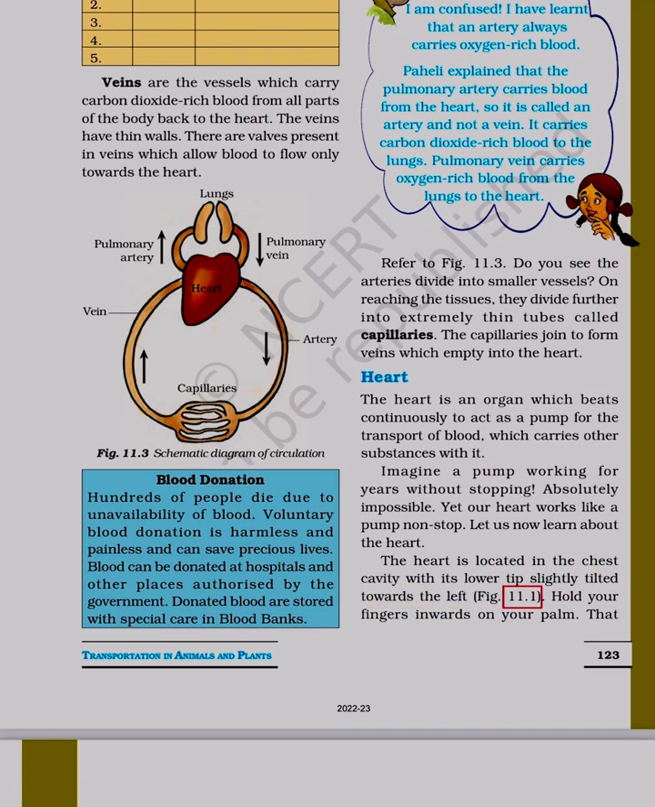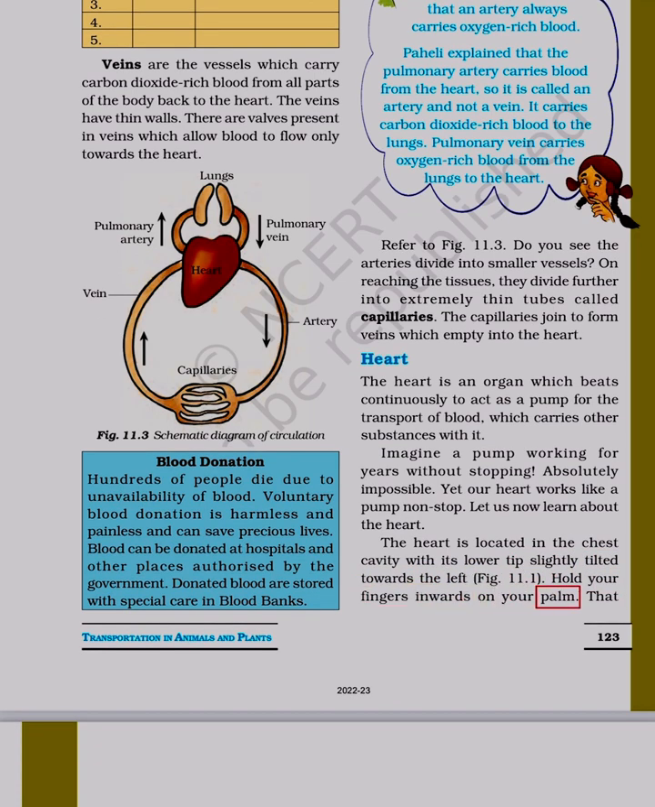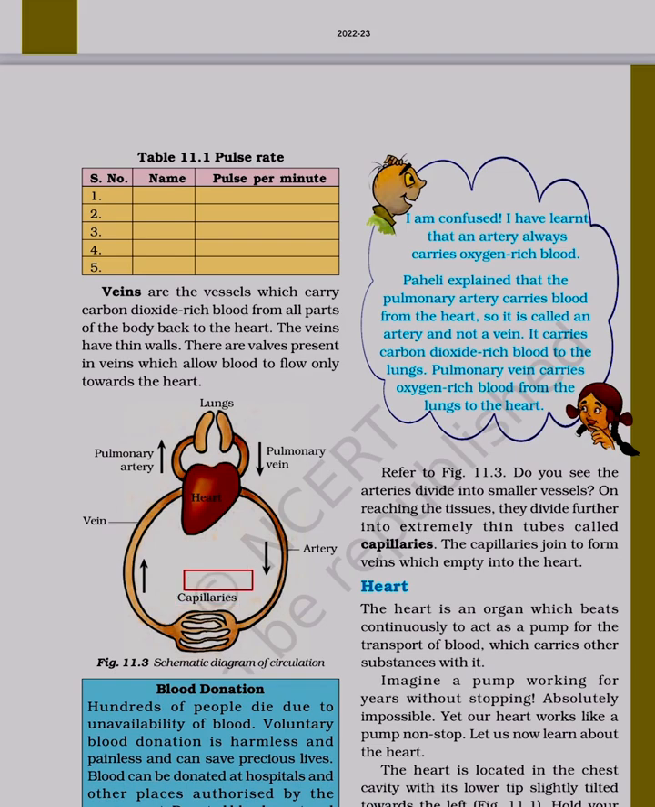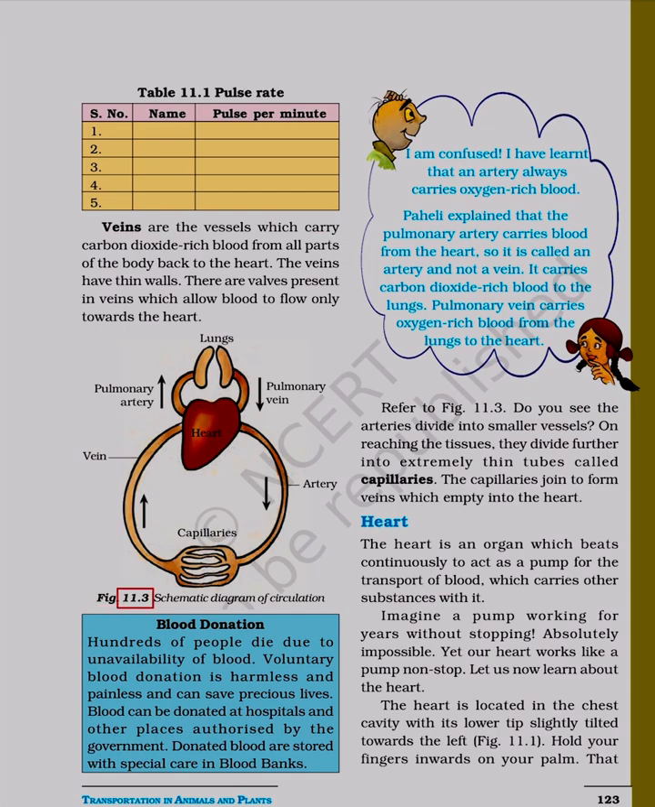Figure 11.1. Name, pulse per minute. Pulmonary artery, vein, lungs, heart, capillaries, pulmonary vein, artery. Figure 11.3 Schematic diagram of circulation.